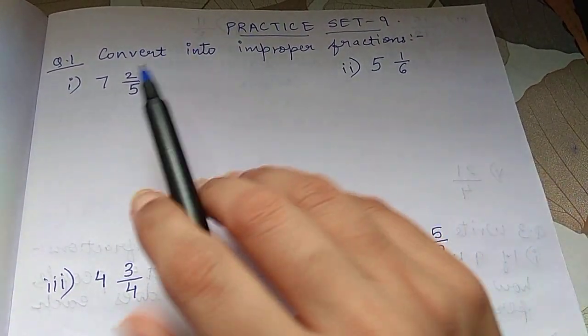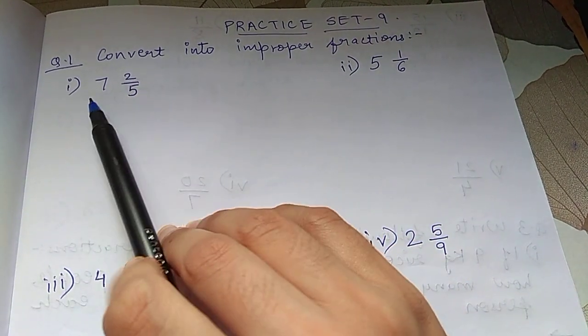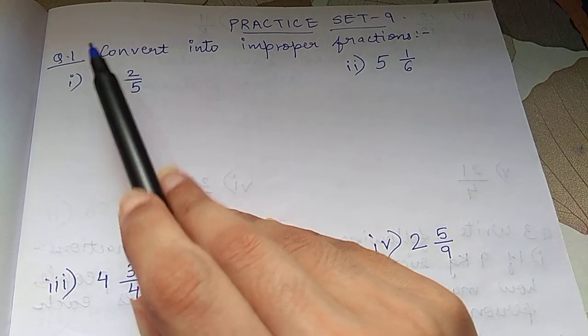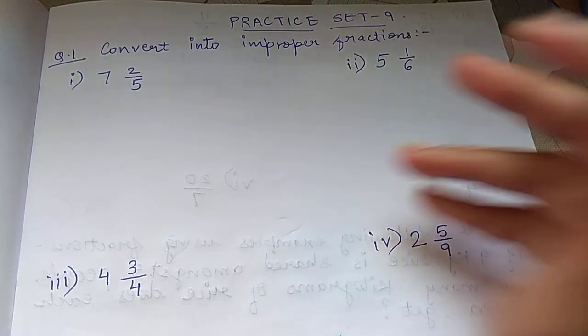Practice set 9, question number 1. Convert into improper fraction. Now this is a mixed fraction, or we can say mixed number. This mixed number we have to convert into an improper fraction. So let us start.